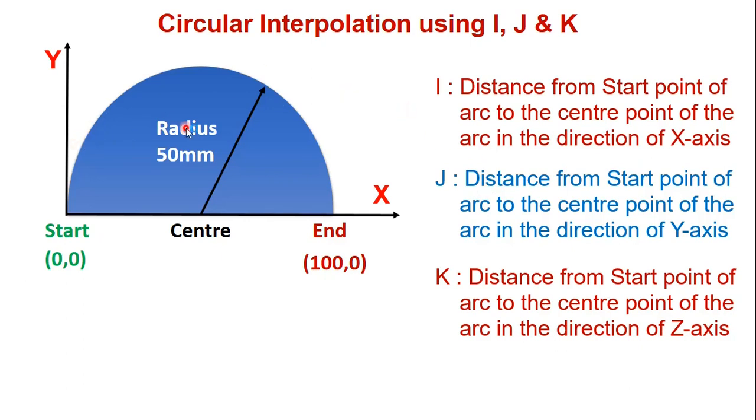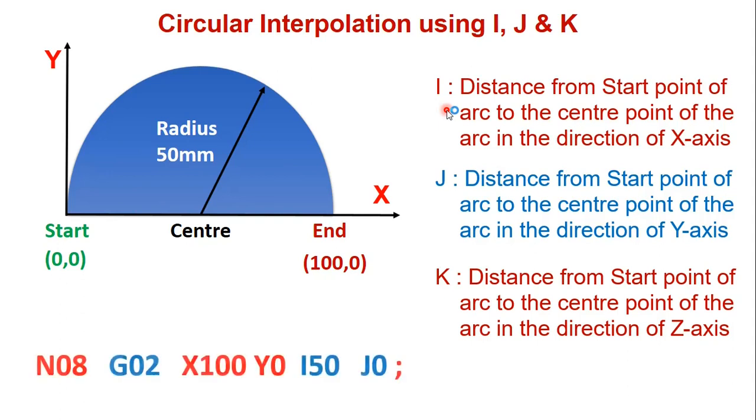So how is this done? Let's calculate the values for the first case, with the same logic. So what is this one? It is clockwise interpolation, so circular interpolation in the clockwise direction, G02. Then I have to define the end points. What are the end points of this curve? They are X100, Y0. Now instead of radius I want to use I and J. So how does I become 50 and J become 0?